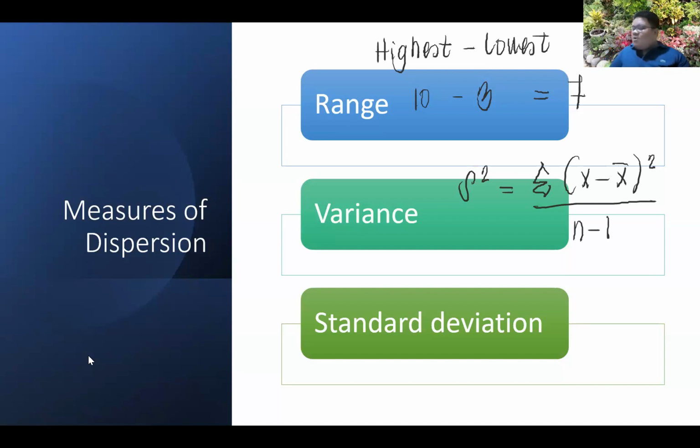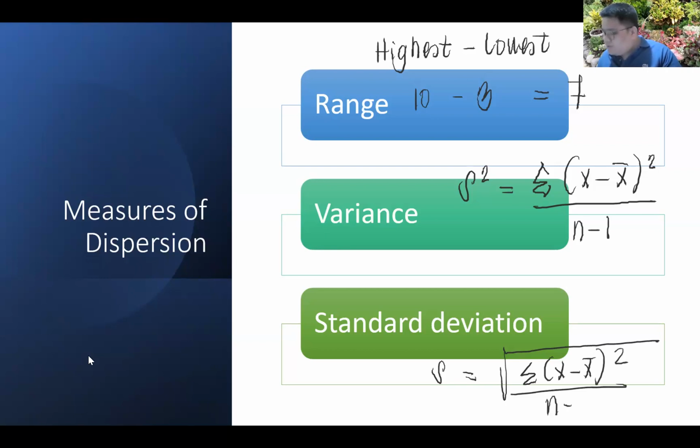Okay, so class, now, pag titingnan po natin to, if that is the formula of your variance, your standard deviation is actually the square root of the summation of x minus mean squared over n minus 1. So in other words, class, your standard deviation is simply the square root of your variance. Again, standard deviation is the square root of your variance.